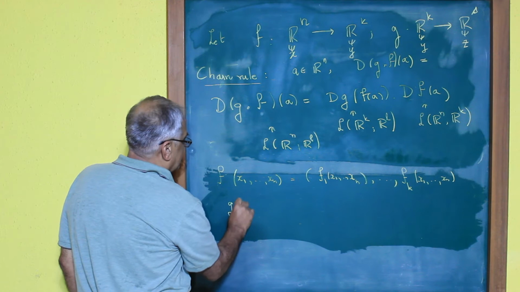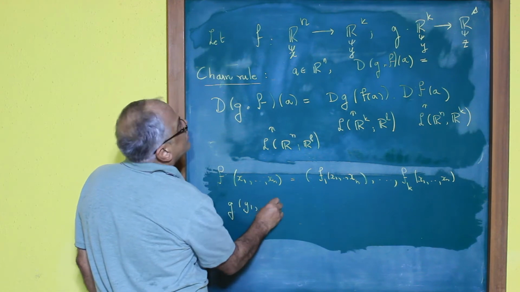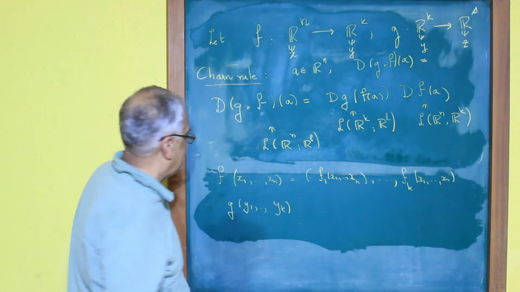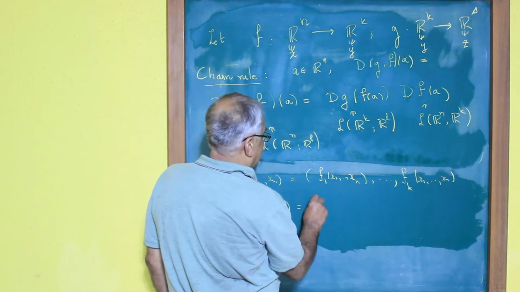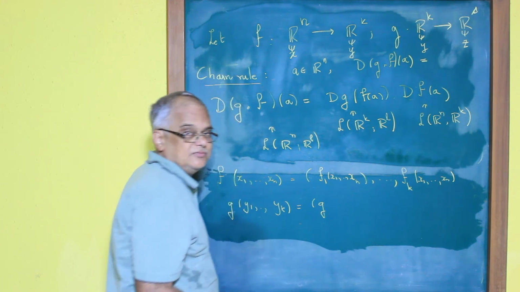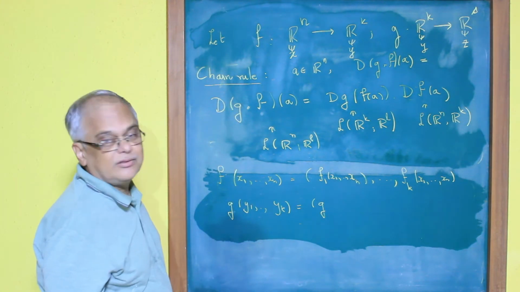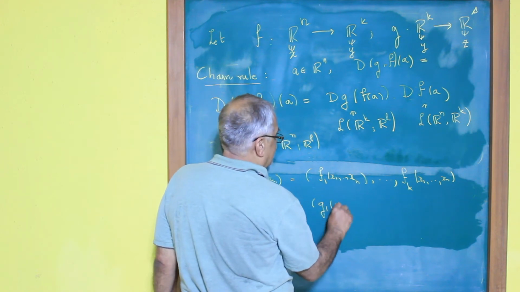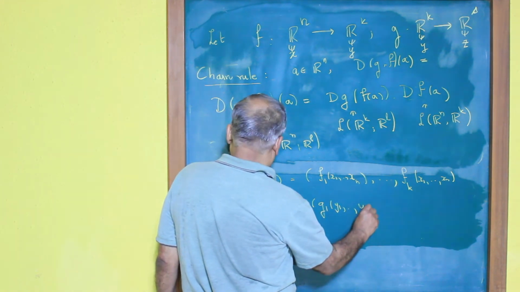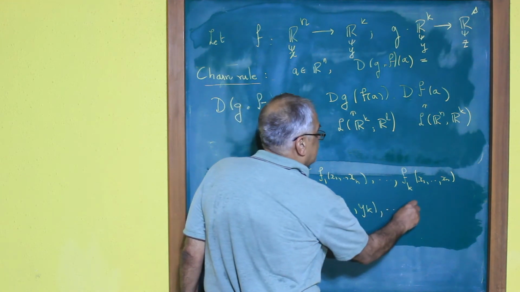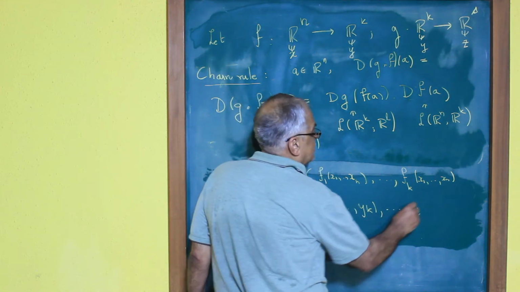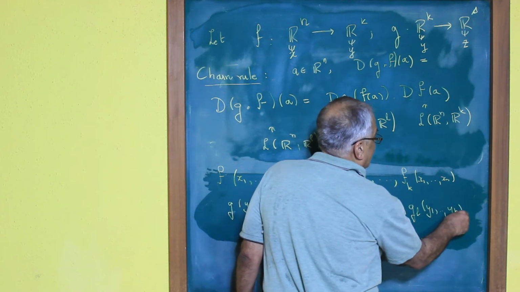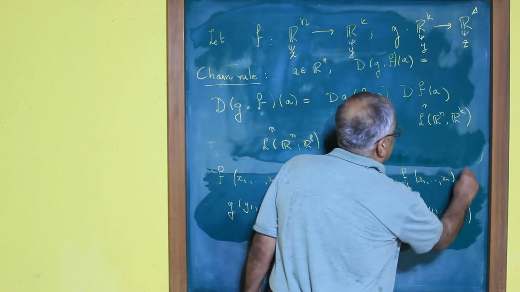G of y1, yk has how many components? It has L components. So G of y1 to yk is equal to the components of G, which I will call G1. How many are there? There are L of them. So this is G1 of y1, yk, up to GL of y1, yk. Close bracket, close bracket here.